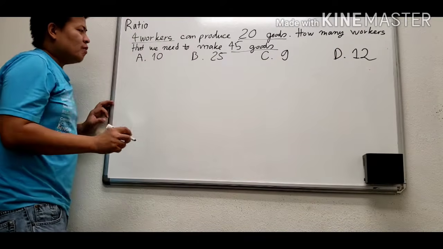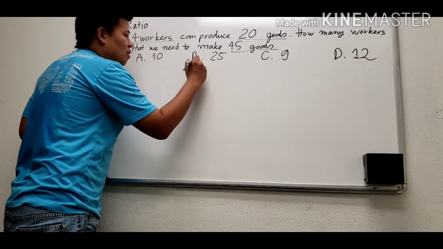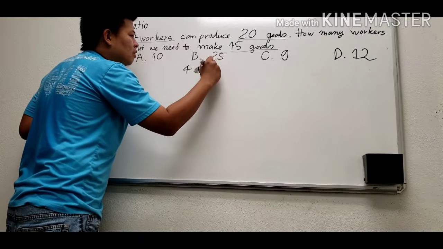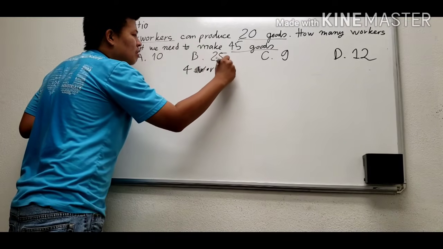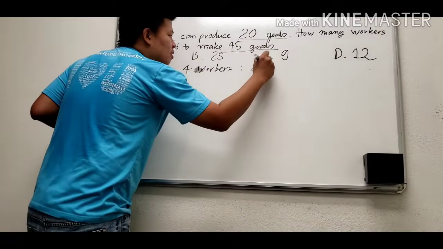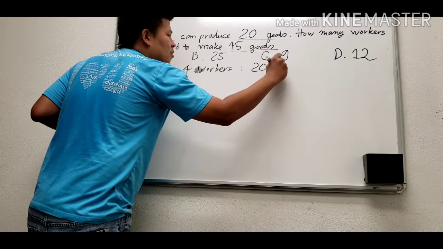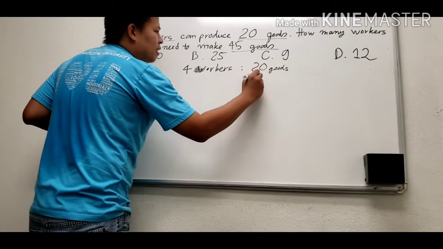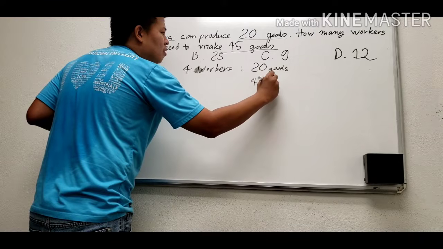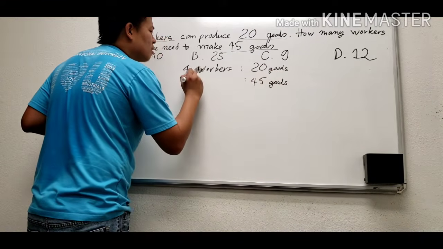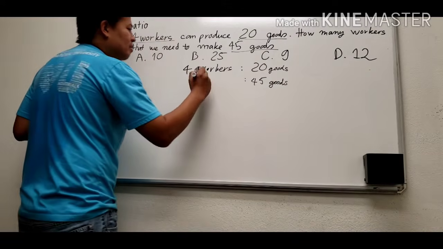So in here we just make the ratio. We have workers, we have 20 goods, and we have 45 goods in here. So how many workers in here?